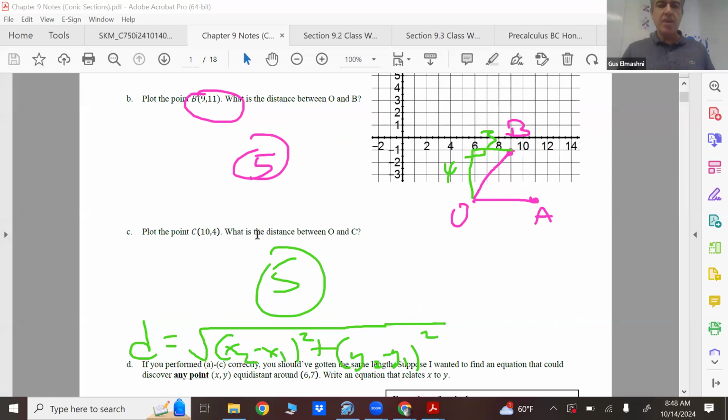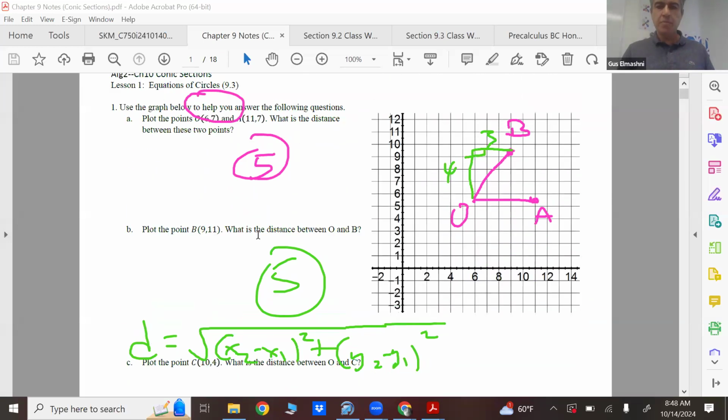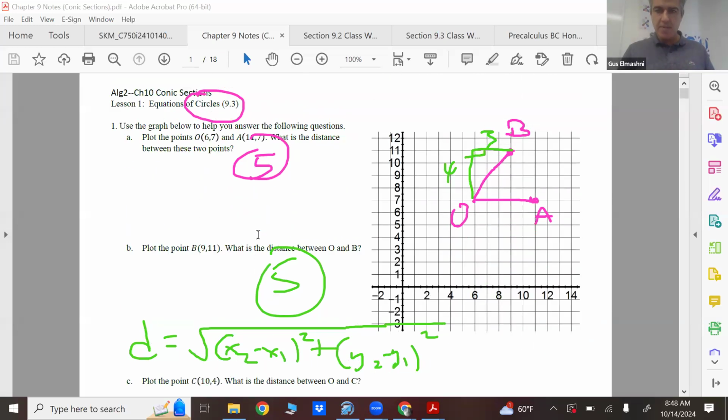Okay, point C, (10, 4). Hold on, now I'm off a little bit. Okay. So (10, 4), let's plot that.